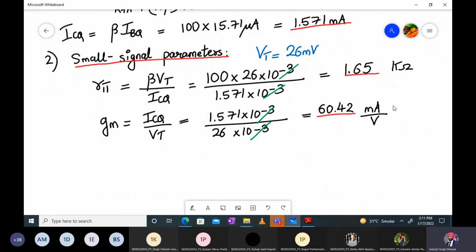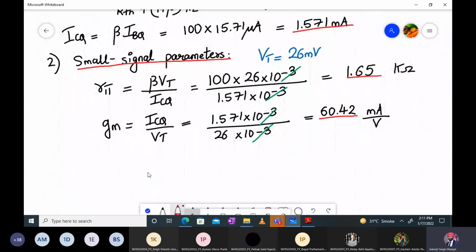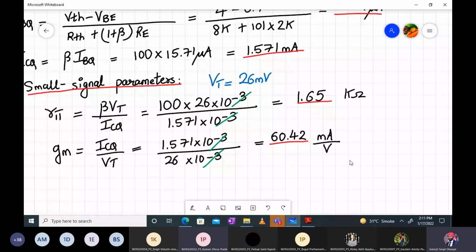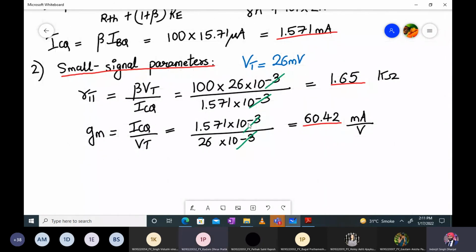So we have calculated IBQ and ICQ and R pi and gm so far. Sir, how would it be 60.42? Because ICQ is 1.57 milliamps, right? And Vt is 26 millivolt, so okay, I got it. Thank you. Yeah, that's why I've told you to write this thing so that you can calculate it properly.